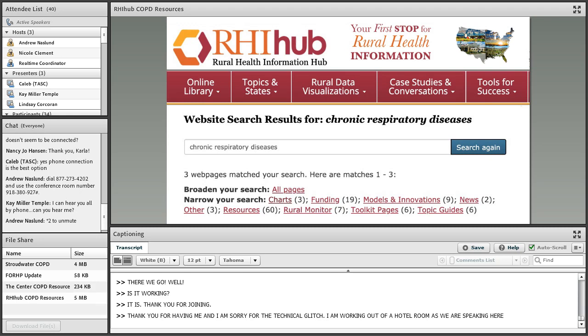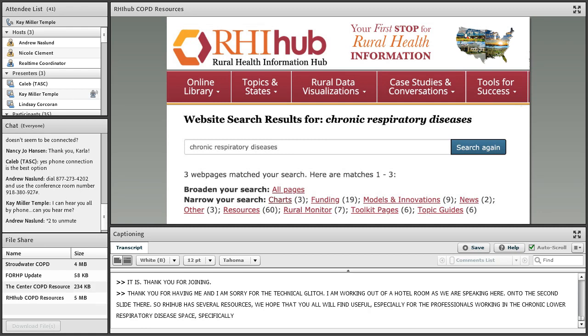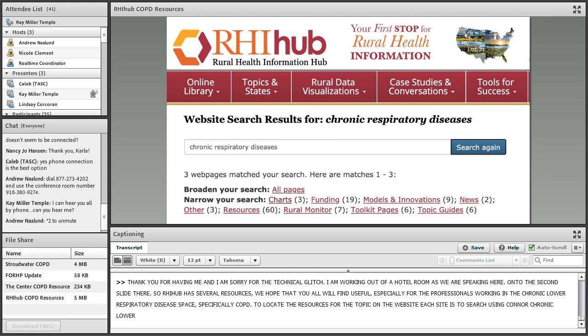So on to the second slide there. RHI Hub has several resources we hope you all will find useful, especially for the professionals who are working in the chronic lower respiratory disease space, specifically COPD. An easy way to locate the resources for these topics on our website is just to search using the more inclusive taxonomy phrase, chronic lower respiratory diseases. That search will bring you to this screen where you can more specifically navigate your search. So I'm going to walk you through some of our categories now.